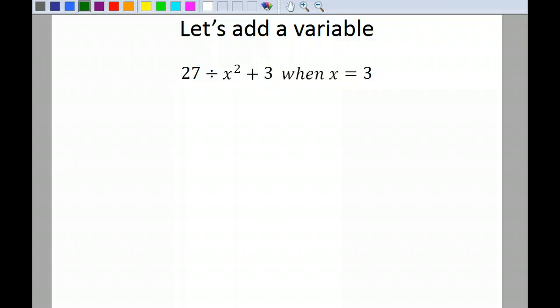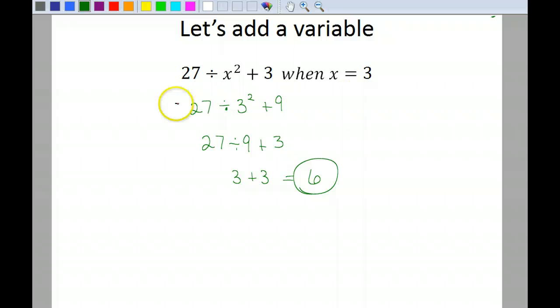Okay, now I'd like for you to do this one. Go ahead and hit pause now and resume the video when you finish. Okay, let's see how you did. So we plugged in 3 for the x, so I have 27 divided by 3 squared plus 9. I take care of my exponents first, so 3 squared gives me 9. So I'm dropping everything down. I've got 27 divided by 9 plus 3. 27 divided by 9 gives me 3. 3 plus 3 gives me 6.